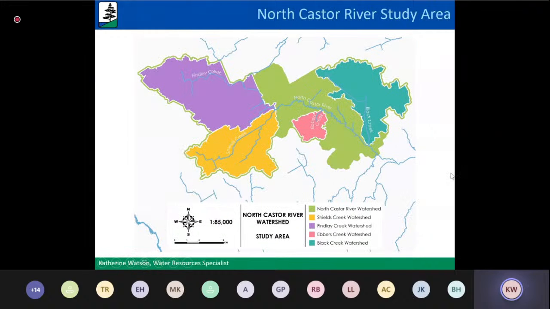So we broke the North Castor catchment up into smaller subcatchments for the purpose of establishing baseline conditions. So we have Finley Creek in the northwest corner, Shields Creek in the southwest. Those two systems again flow down into the North Castor, and contributing tributaries that we also considered are the Ebbers Creek Municipal Drain, as well as Black Creek.